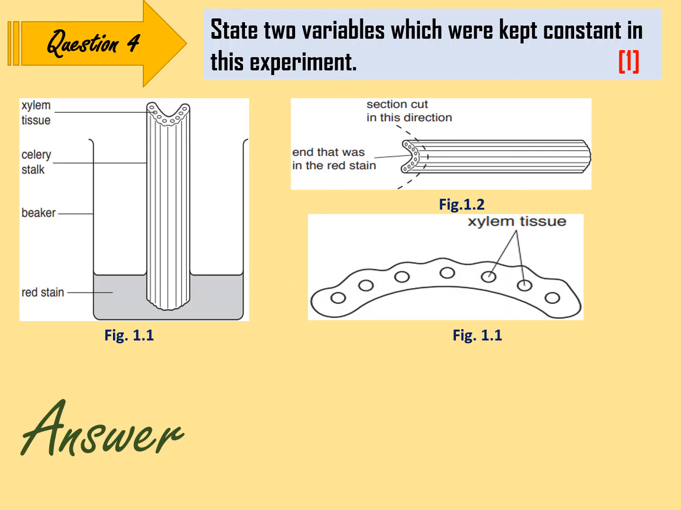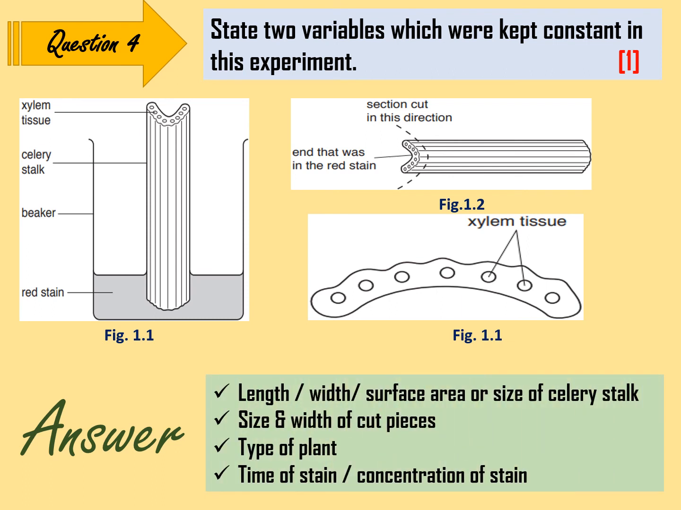Now question number 4: state the two variables which were kept constant in this investigation. So what are the two variables which we kept constant which can affect our results? For example, the length and width, the surface area or the size of the celery stalk. So these are two variables we will keep constant. Also the size and width of the cut pieces, or the type of the plant, or the time of the sections, or concentration of the stain. These are the different variables which can affect our results, and we will keep them constant.